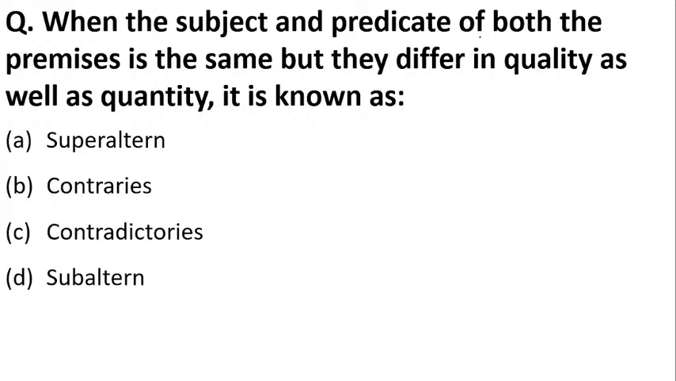When the subject and predicate of both the premises is the same but they differ in quality as well as quantity, it is known as subaltern, contrary, subcontrary, or contradictory? Subject and predicate both is the same but they differ in quality as well as in quantity. So subject and predicate of both the premises. A, E, I, and O. A, E, I, O. So I am saying both of them subject and predicate is same.